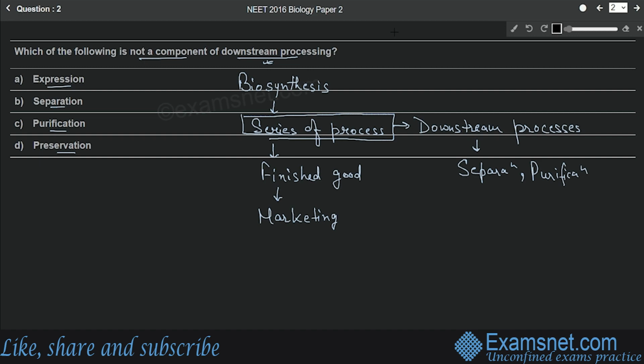But after that, preservation also has to be done. They have to be preserved using suitable preservatives, and then quality control testing is also done. So in the given options, three things are mentioned: separation, purification and preservation. These are the components of downstream processing, but expression is not. Here expression is about the expression of recombinant DNA or of protein, which is part of upstream processing, not downstream processing. Upstream processing includes the growing of the biomolecules. So option A will be the correct answer.